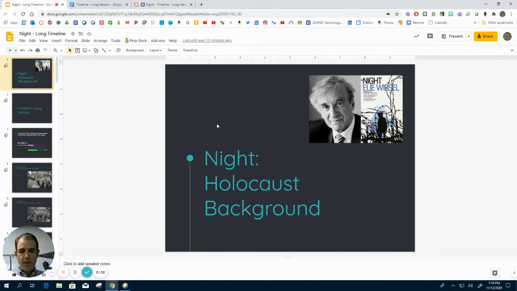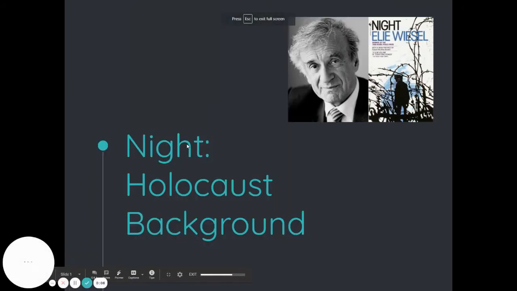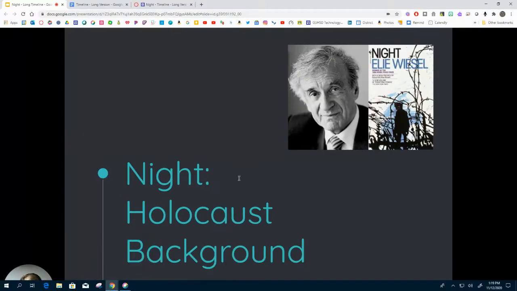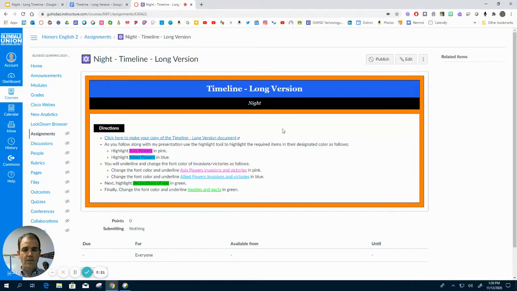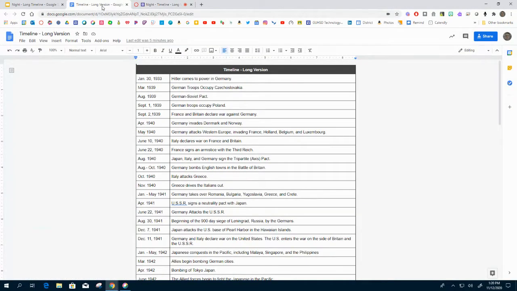All right, guys, so we are going to be working through this long timeline. And as we're doing that, you're going to be working on a handout as well. So here is that handout that you're going to be working with. Now, you have some instructions in Canvas, and those instructions start with you making a digital copy of this document. So this is your document for the long timeline.